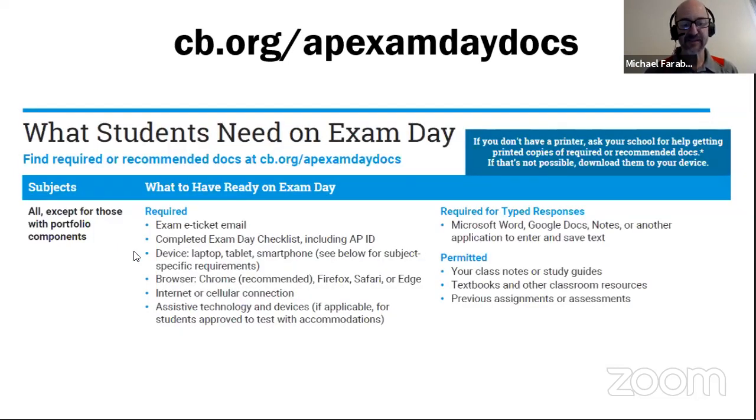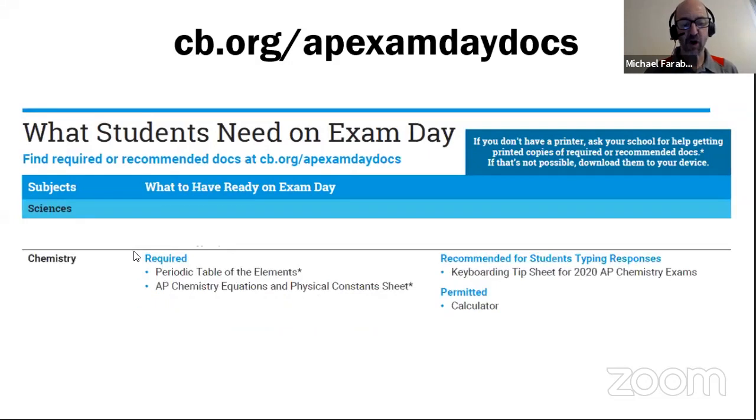For chemistry specifically, besides your e-ticket, you would need a periodic table, and you can go to cb.org/APexamdaydocs, and you can find the periodic table along with the AP Chemistry equations and physical constants sheet. And there's also a keyboarding tip sheet. So for example, if you're typing on a computer and you're trying to figure out what's the best way to represent formulas or equations or show your work, the keyboarding tip sheet will give you some ideas about that.